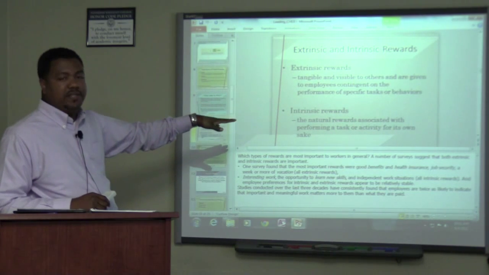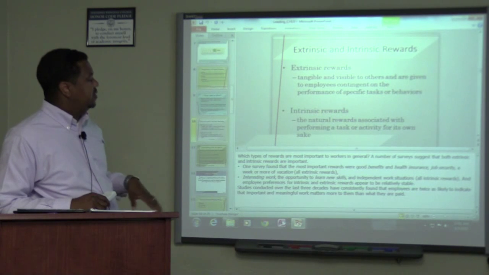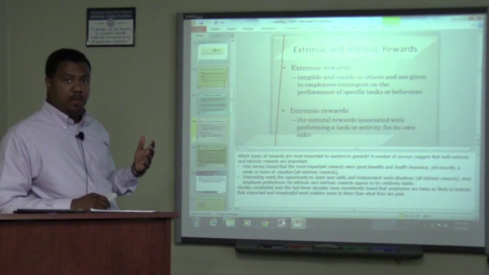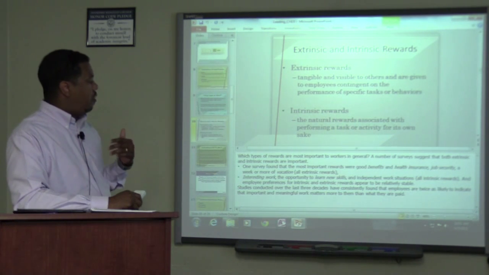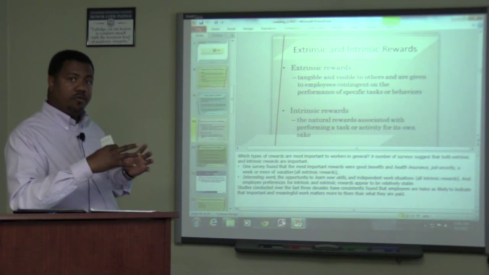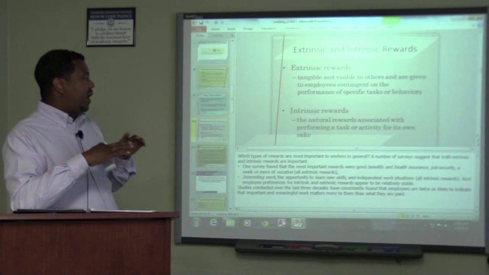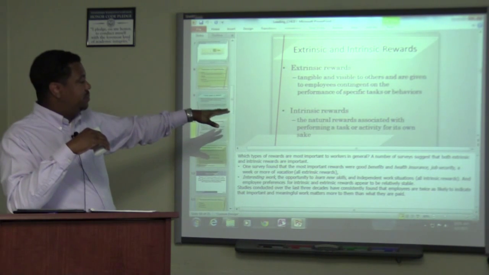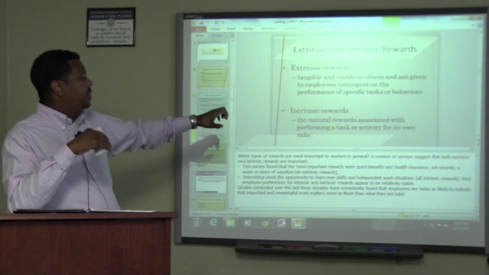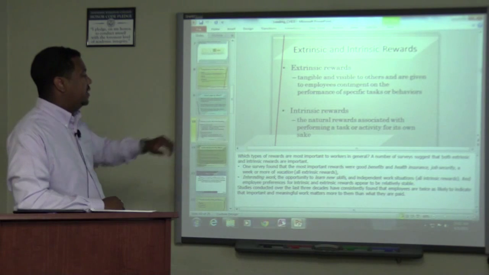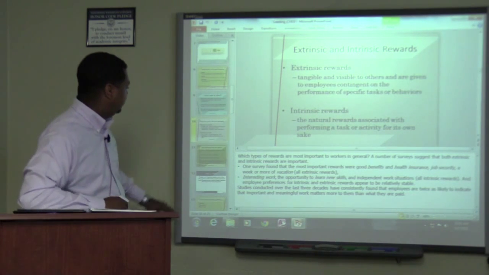What about those intrinsic factors? Those are the natural rewards associated with performing a task or activity for its own sake. That's the overall ability of enjoying the nature of your work and enjoying the co-workers you work with, reflecting Maslow's hierarchy of needs of self-fulfillment and self-achievement. Those are things that are internal that motivate the individual to achieve an overall goal that exists within the organization.